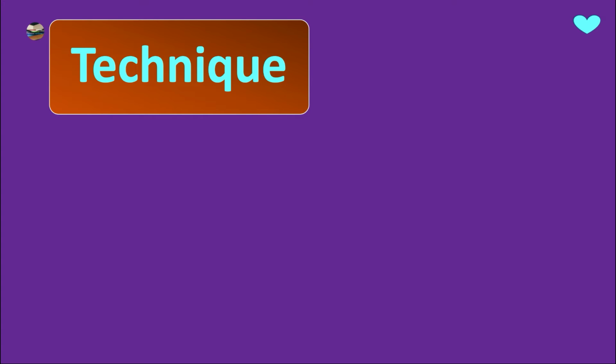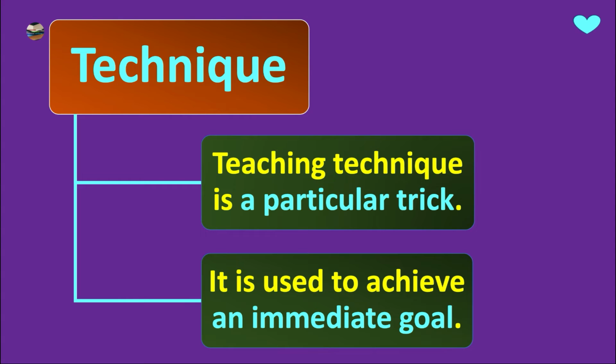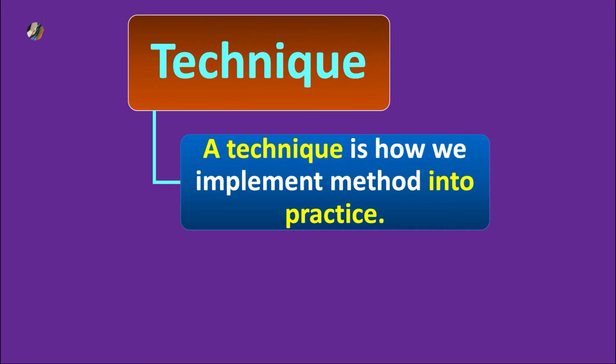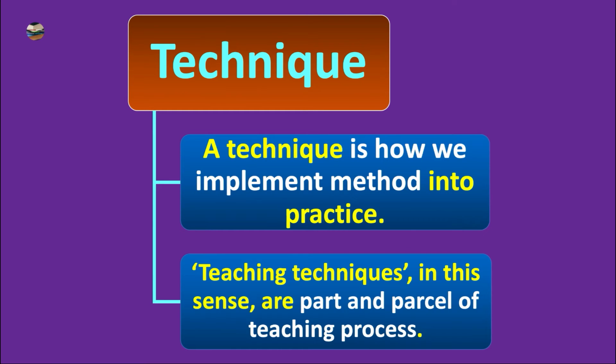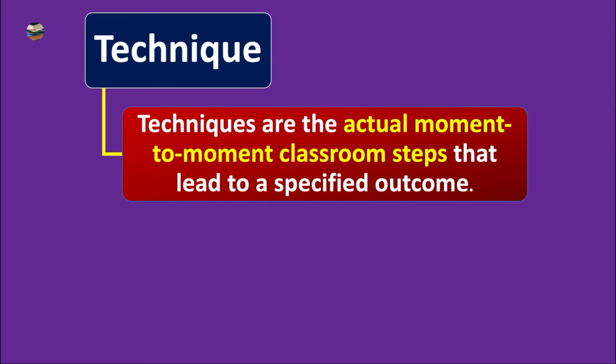Let's talk about the next point, that is to say the third point, technique. Teaching technique is a particular trick. It is used to achieve an immediate goal. We have some more points about technique. A technique is how we implement method into practice. Teaching techniques in this sense are part and parcel of the teaching process. For sure, they are very important. We have some more ideas about technique. Techniques are the actual moment-to-moment classroom steps that lead to a specified outcome.